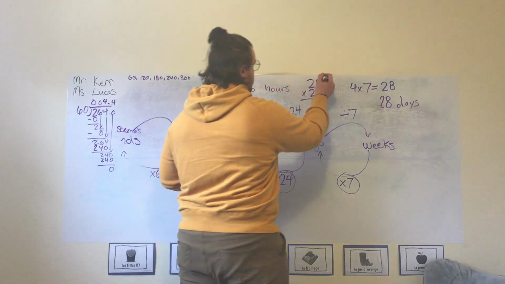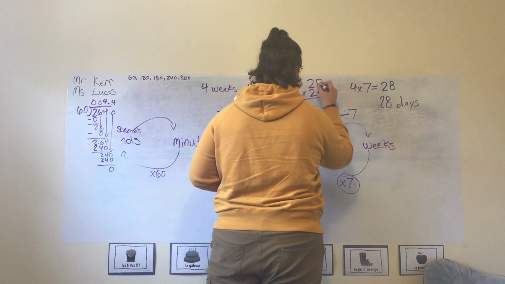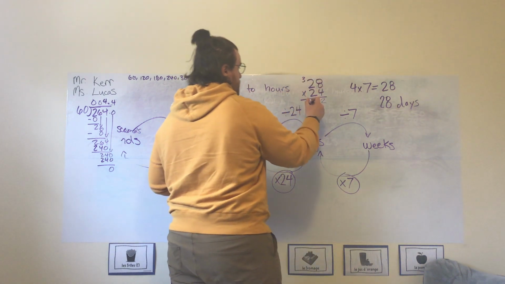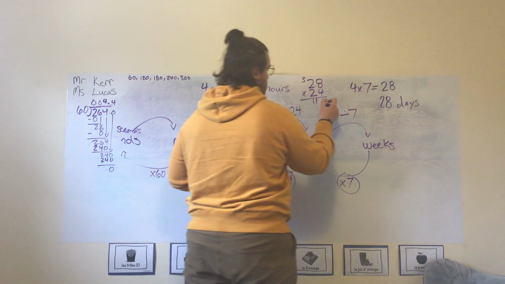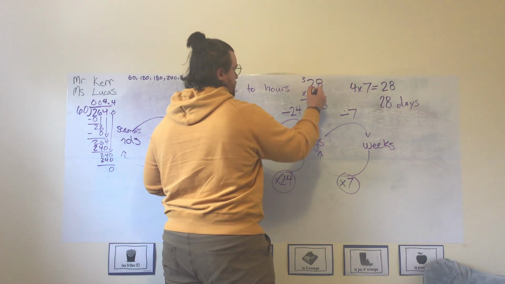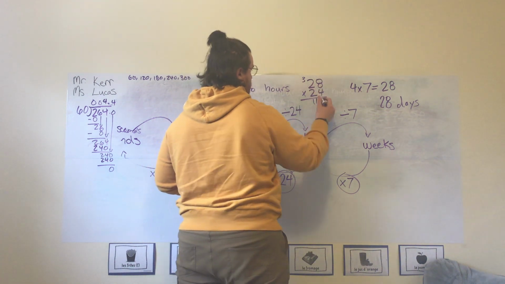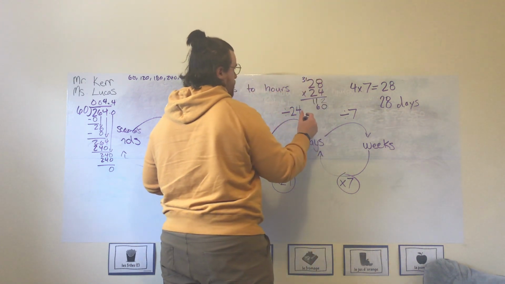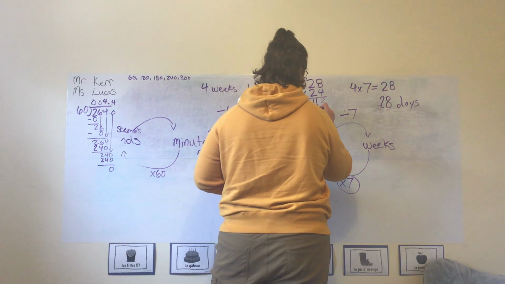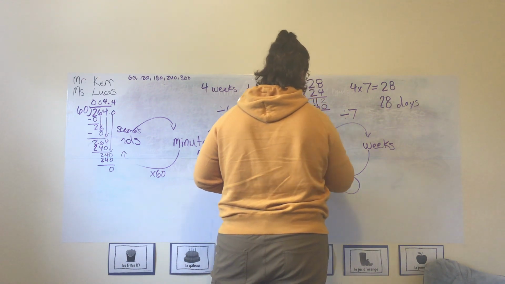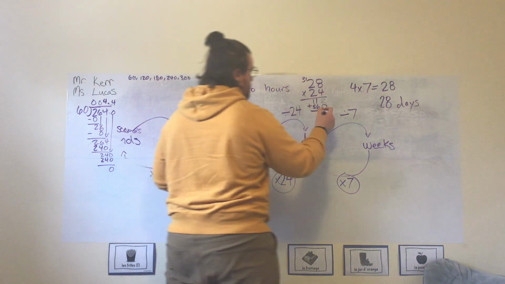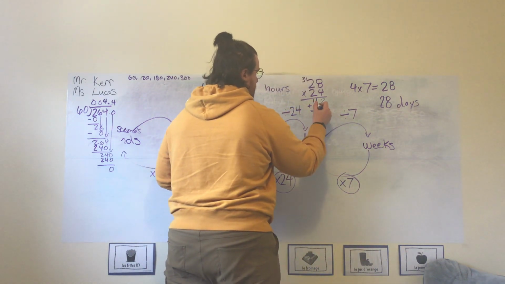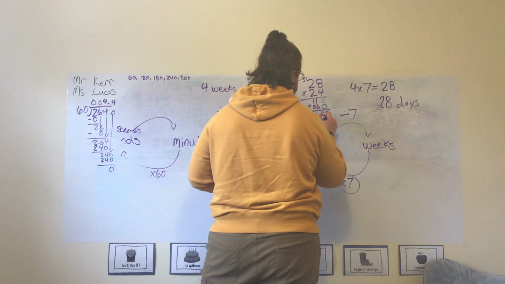So 4 times 8, 32. 4 times 2 is 8, plus 3 is 11. We need to drop a 0 when we're going over to the 2 here. 2 times 8 is 16. Bring up a 1. 2 times 2 is 4, plus 1 is 5. And now we need to add those two together. 2 plus 0 is 2. 1 plus 6 is 7. And 1 plus 5 is 6.